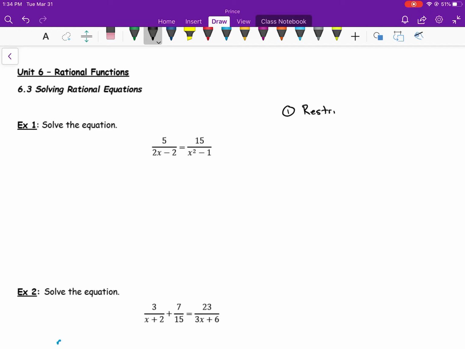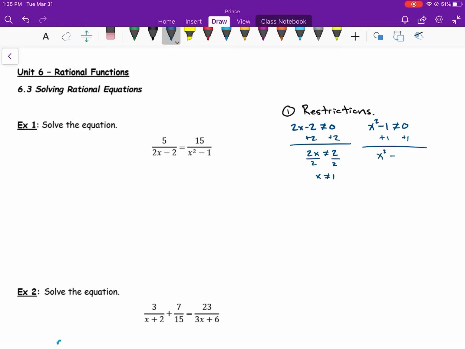Alright, so first thing we want to do is find our restrictions. Okay, since we have variables in the denominator, there's going to be some restrictions on them. So I have 2x minus 2 can't equal 0. And I have x squared minus 1 can't equal 0. Solve them out. 2x can't equal 2. X can't equal 1.